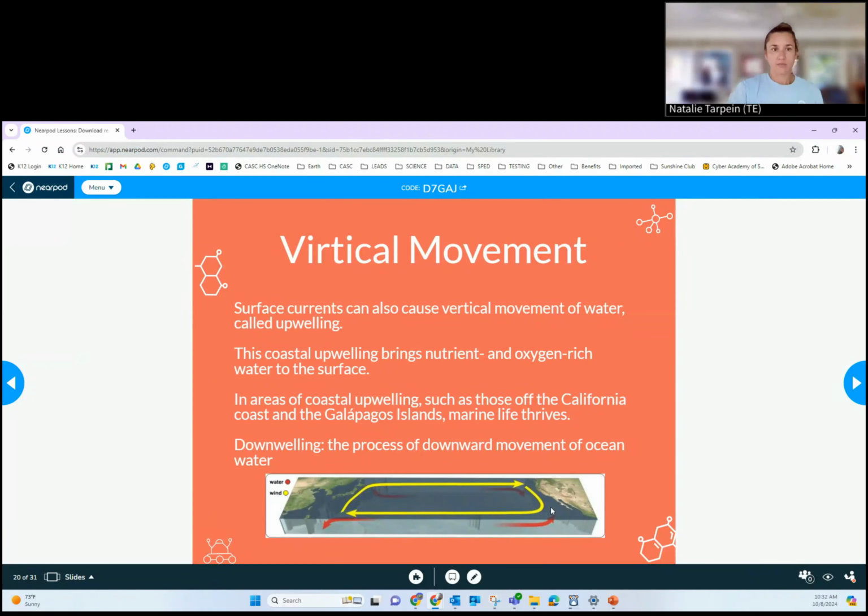Now, it's not always occurring. There are times when winds shift, and you may have heard of El Nino, La Nina. We won't get into that here. But for the most part, these areas are known for great fishing. The opposite of that is downwelling, the process of downward movement of ocean water, so it's basically warmer water being pushed down. That would happen closer up here towards the Pacific Northwest region of the U.S.